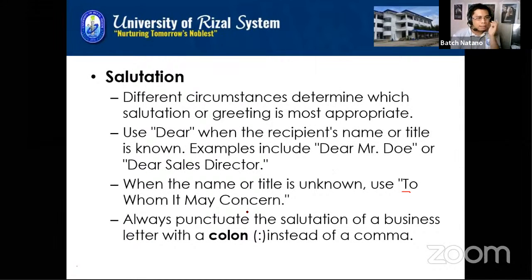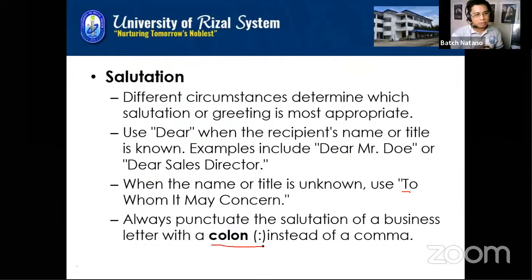And always punctuate the salutation of a business letter with a colon. Do not use a comma because a comma is used for an informal letter. A semicolon is never used in a letter. I still see some who are using a semicolon in their letter. So for a formal letter, to make it businesslike, we should use a colon, tutuldok. Do not use a comma or semicolon. Instead, use a colon right after the salutation.